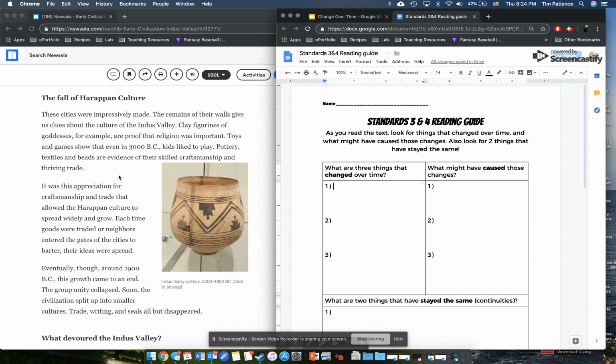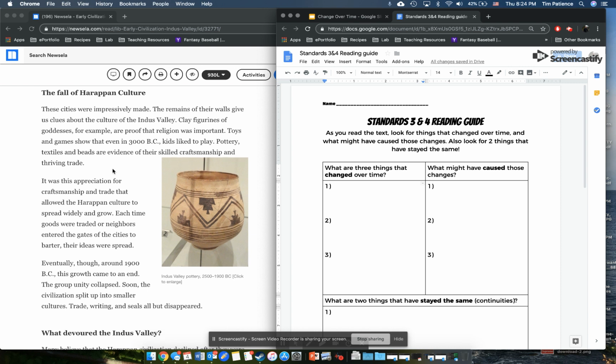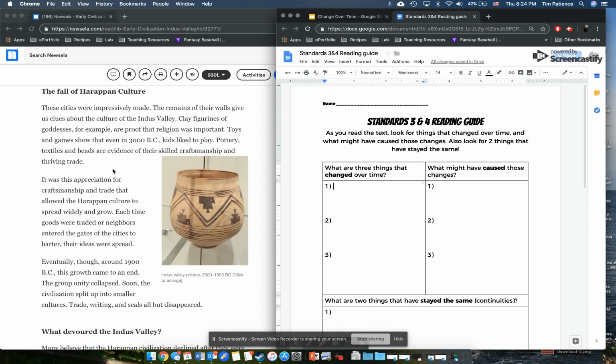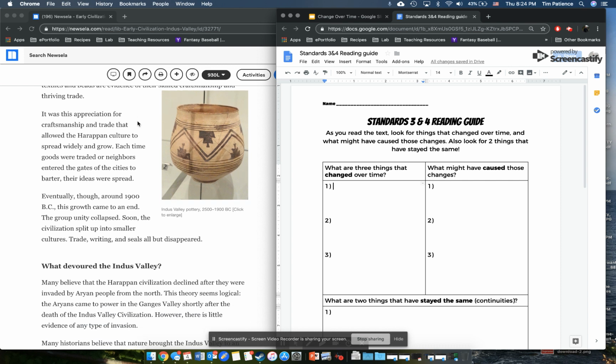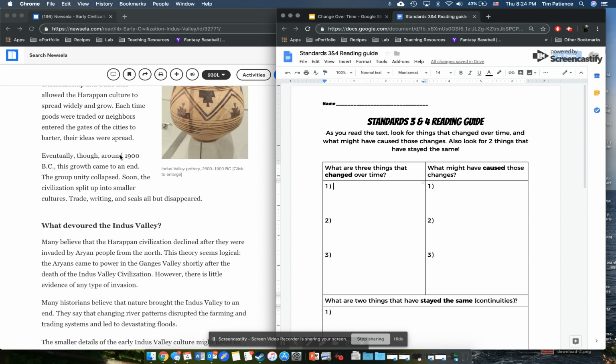These two cities were impressively made. The remains of their walls give us clues about the culture of the Indus Valley. Clay figurines of goddesses, for example, are proof that religion was important. Toys and games show that even in 3000 BC, kids like to play. Pottery, textiles, and beads are evidence of their skilled craftsmanship and thriving trade. It was this appreciation for craftsmanship and trade that allowed the Harappan culture to spread widely and grow. Each time goods were traded or neighbors entered the gates of the city to barter, their ideas were spread.